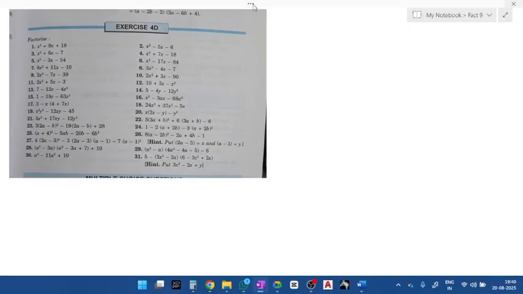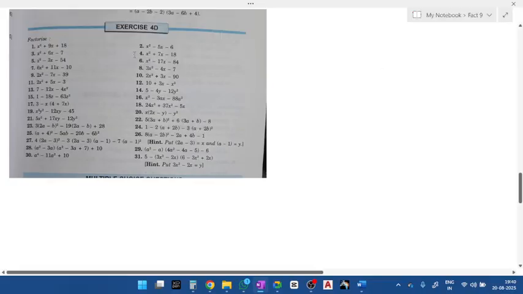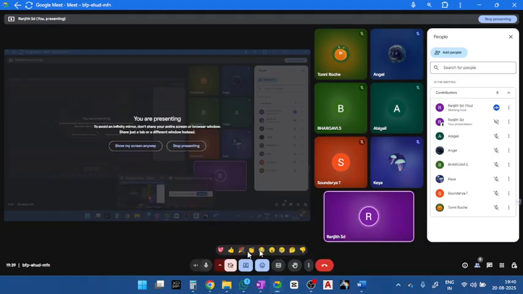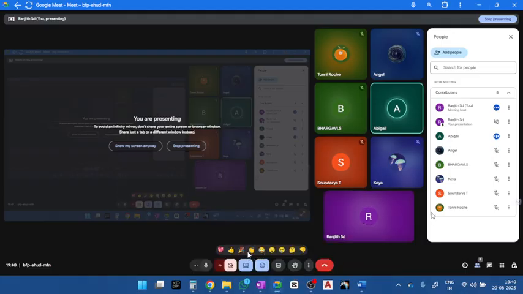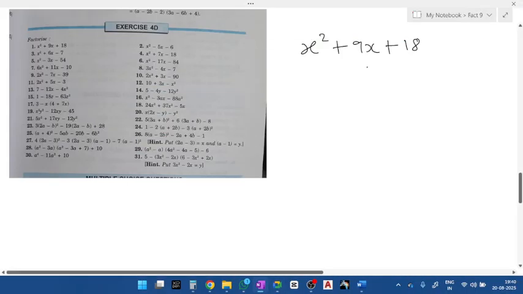How many of you know this 4D? You know how to solve 4D? Students, unmute and respond. No? How many terms are there? Not even one student knows about this when three terms are given. Yeah, correct, with the middle term. Yes, tell me anything. Nothing. Okay. We have to split the middle term, students.